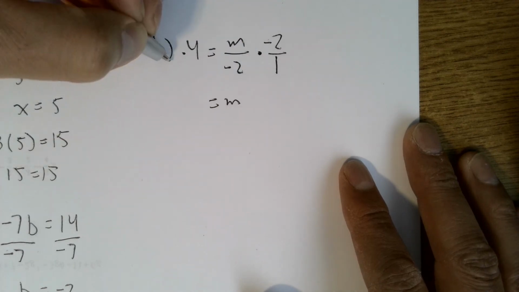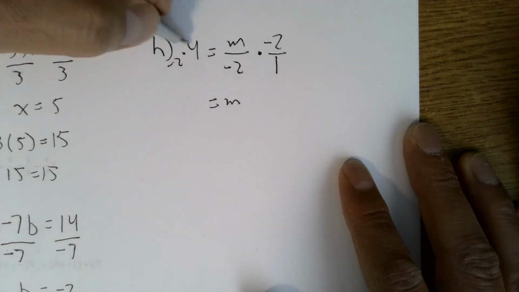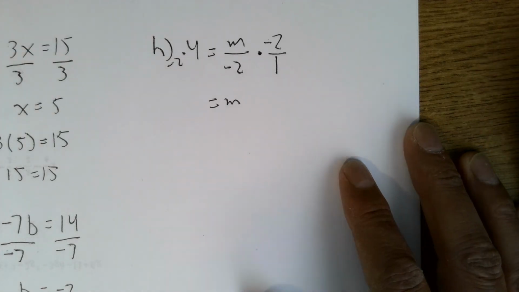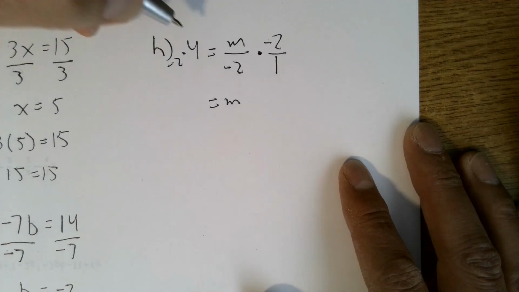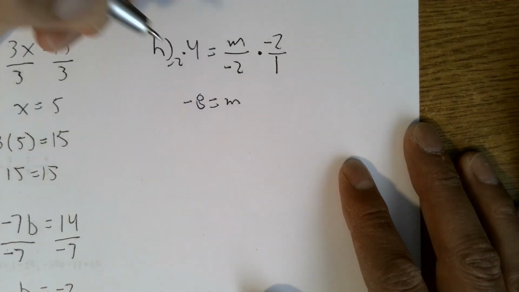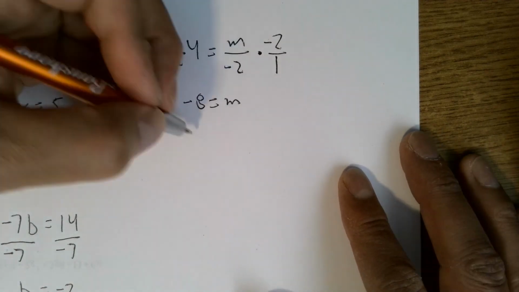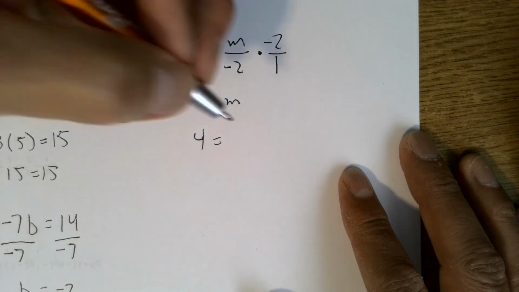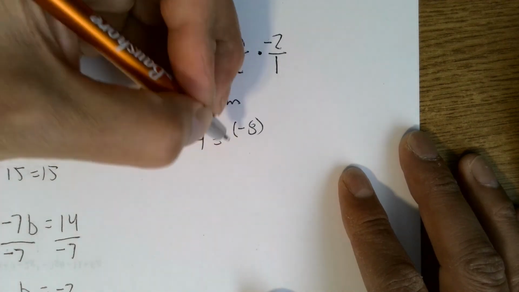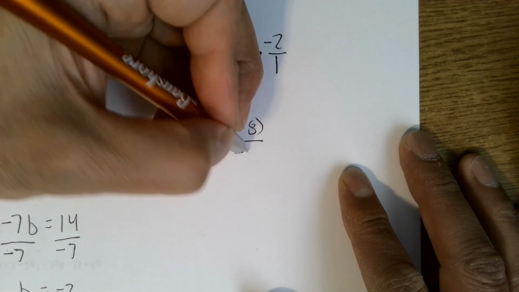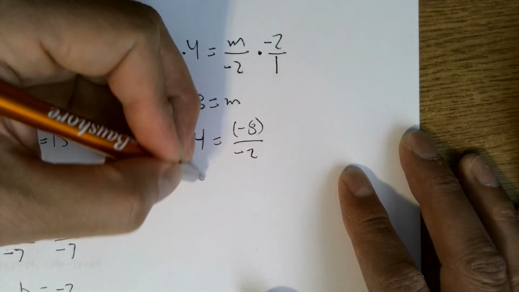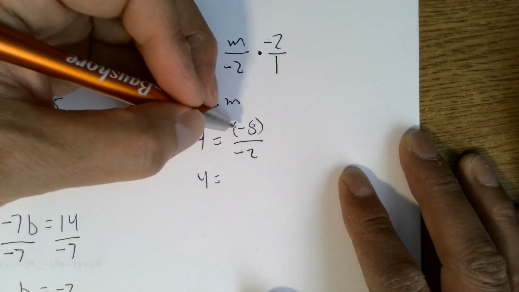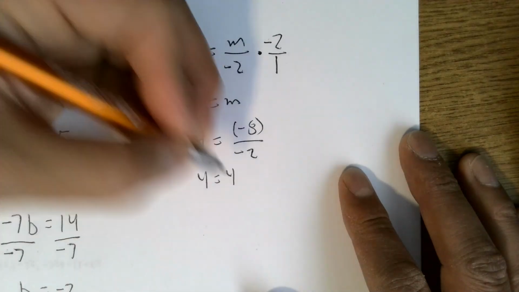And here I'm going to multiply things by negative 2. And because this side isn't a fraction, I don't need to write it as a fraction. Negative 2 times 4 is negative 8. And again, write it exactly the same as the original, but with a negative 8 in brackets instead of my m. Left side is 4. Right side is negative 8 divided by negative 2, also 4. True.